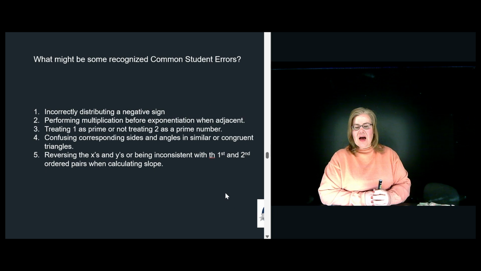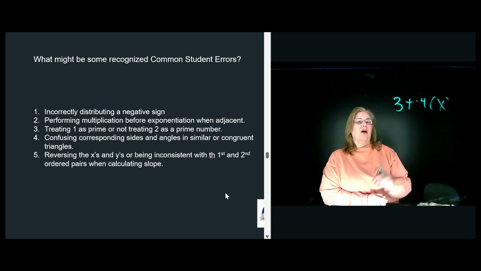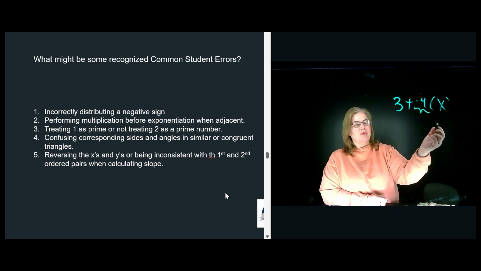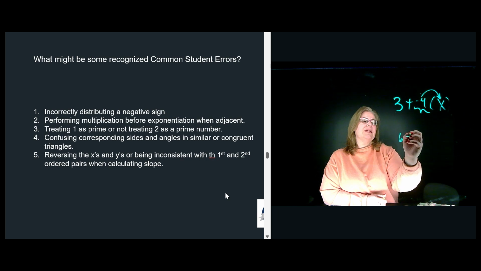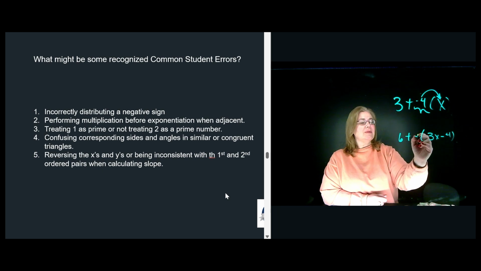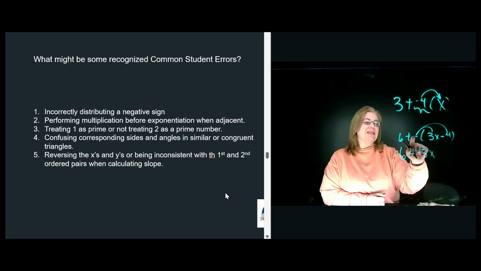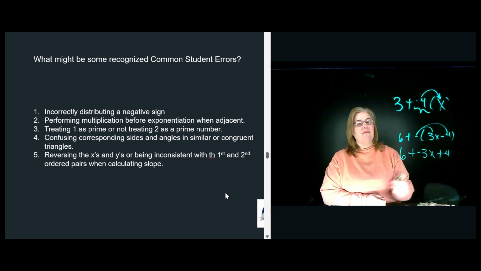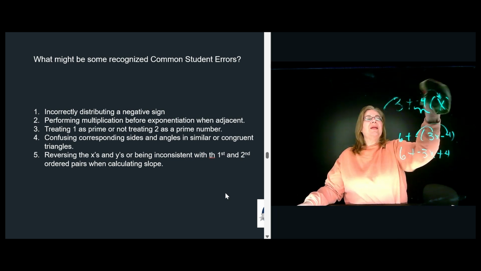So the first couple that we've got is incorrectly distributing, especially that negative sign. Remember, when we are distributing that negative sign, if we have 3 plus a negative 4 times x, you've got to make sure, and this is a very simple example, you're distributing the whole negative. Or let's say we have 6 plus a negative 3x minus 4. You're distributing that negative to everything in there. So it would be 6 plus negative 3x, negative and negative is a positive 4.